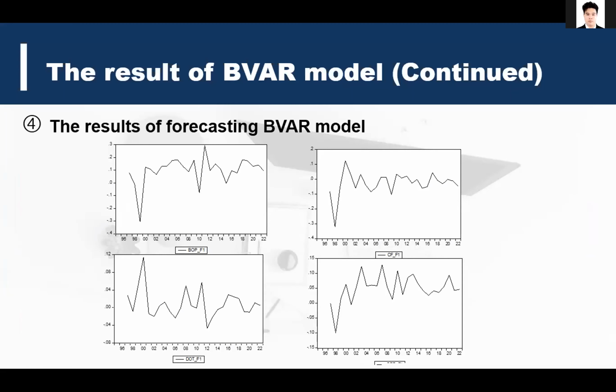So I will move on to the results of forecasting by the Bvar model.